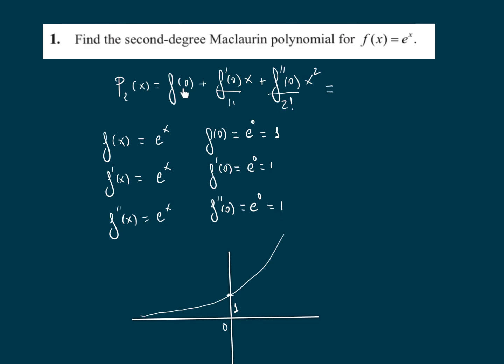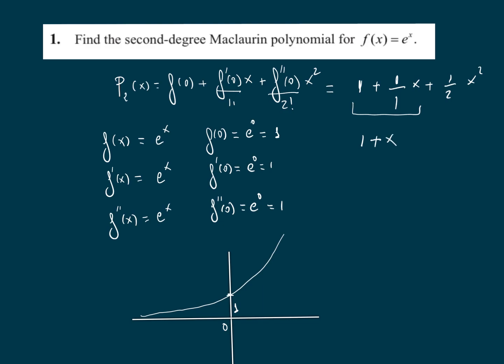So these terms are 1, 1, 1. So let's write the Maclaurin polynomial. It's f of 0, which is 1, plus f prime of 0, which is 1, divided by 1 factorial, multiplied by x, plus f second of 0, which is 1, divided by 2 factorial, which is 2, so 1 half, multiplied by x squared. So if you see, this term is a rectilinear line, the rectilinear line 1 plus x.